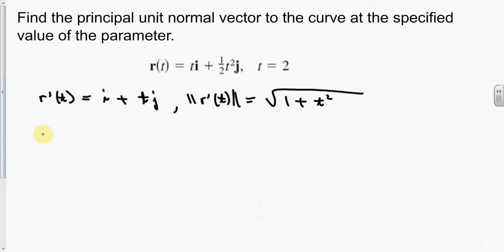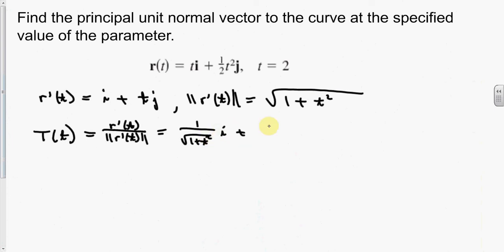So now we find, you've got to find that tangent vector because the normal vector is based off of the tangent vector. So it's r prime of t all over the norm of r prime of t. So this is 1 over the square root of 1 plus t squared i plus t over the square root of 1 plus t squared j.